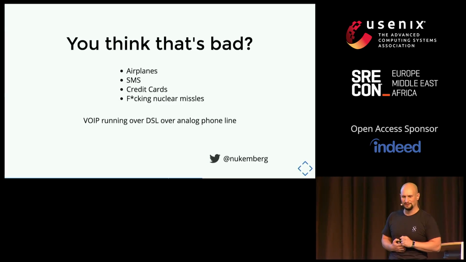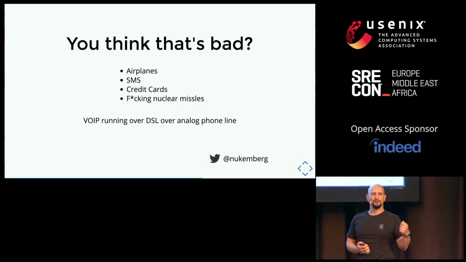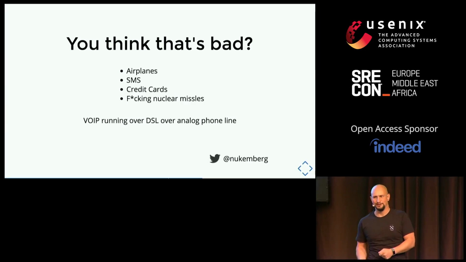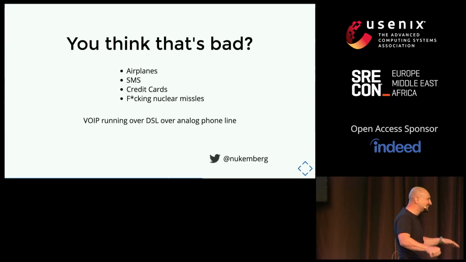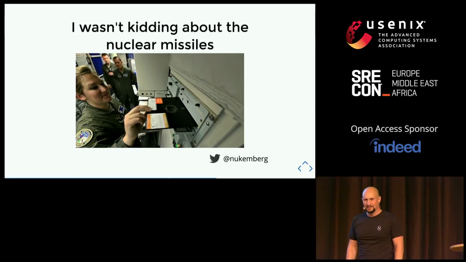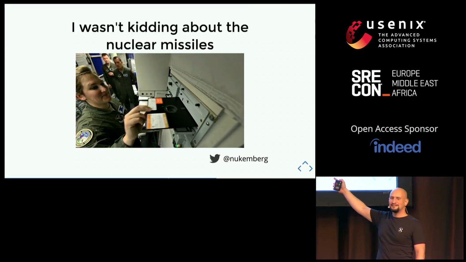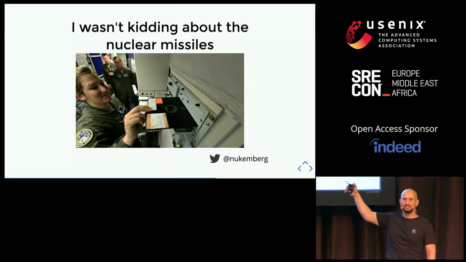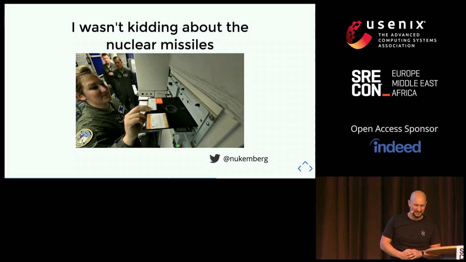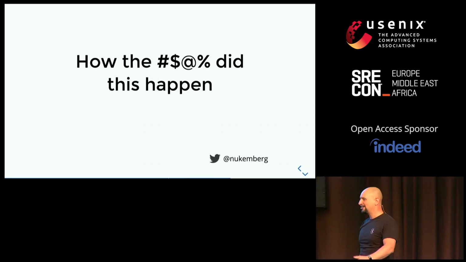I'm going to go back to that one. I don't know if anyone thought about this, but we now have voice over IP running over DSL over analog phone lines to carry voice. This makes no sense. No sense at all. And I wasn't kidding about the nuclear missiles. This is from 2016, and this disk over there is not the 5-inch disk, by the way. This is the 8-inch disk that holds 250 kilobytes of data. Yeah, so definitely horrible. So how the hell did this happen?